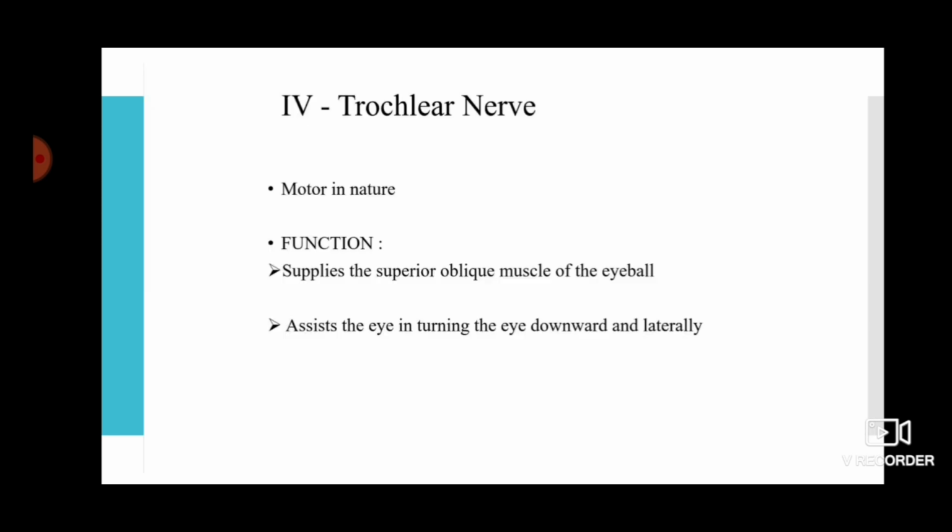Next we have the fourth cranial nerve, which is the trochlear nerve. The trochlear nerve is motor in nature. Its function is that it supplies the superior oblique muscle of the eyeball, and it assists in turning the eye downward and laterally. The trochlear nerve is responsible for movement of the eye downward and laterally. Laterally is away from the body, that is, looking outside.